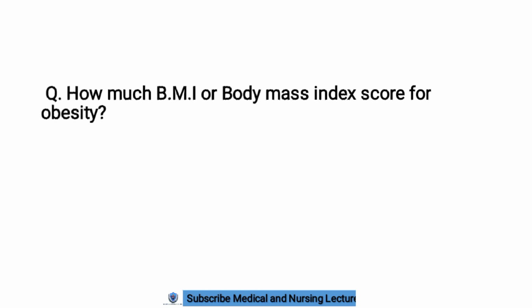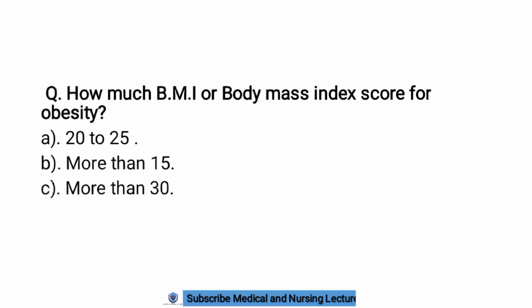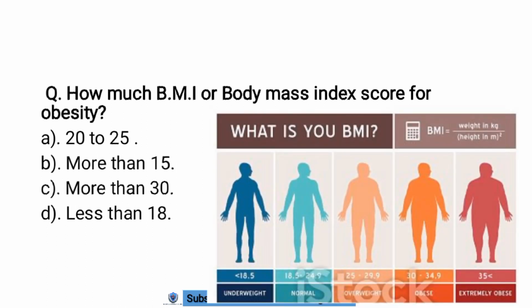What BMI, or body mass index, score indicates obesity? 20 to 25, more than 15, more than 30. The last option is less than 18. So if you look at the chart of BMI, here it is mentioned that more than 30 will be counted as obese. So here the correct option is option C.